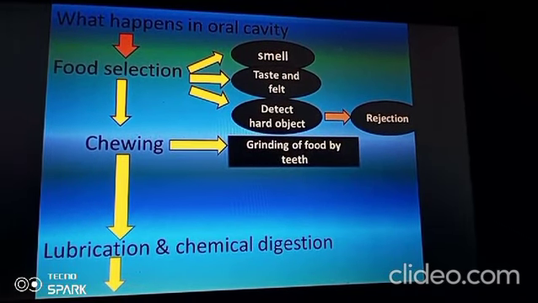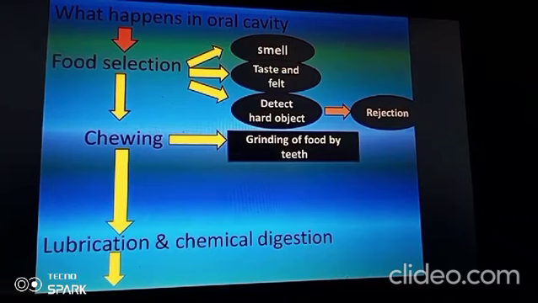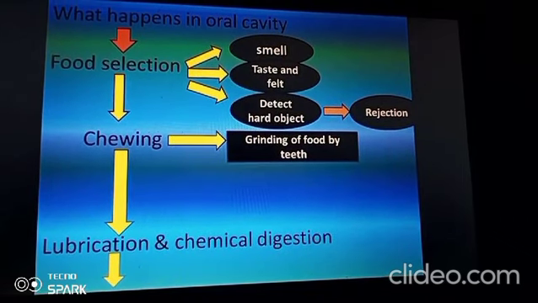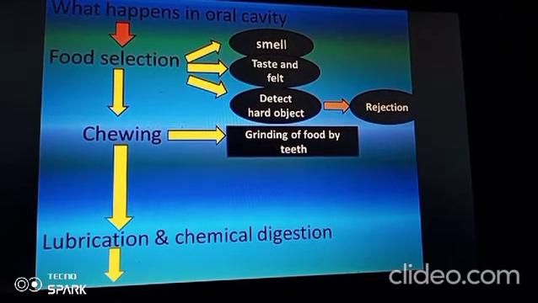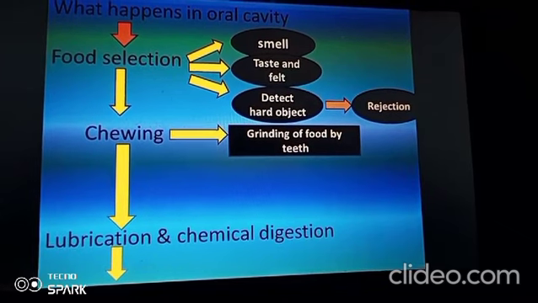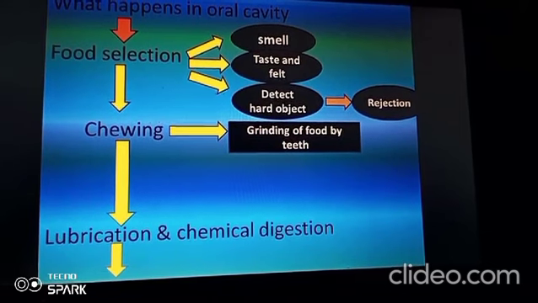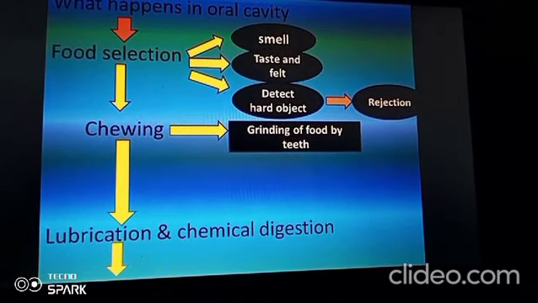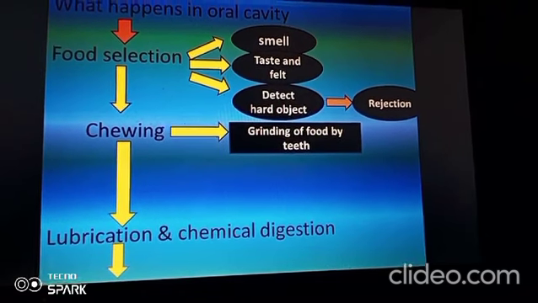Now, what happens in the oral cavity? In the oral cavity, the selection of food takes place. The selection of food means we smell the food, we taste the food, and we detect hard objects which we reject. Taste and smell also help in the selection of the food, whether the food is good or not. This is basically the purpose of smelling and tasting the food. If it smells bad or tastes bad, then we reject the food.